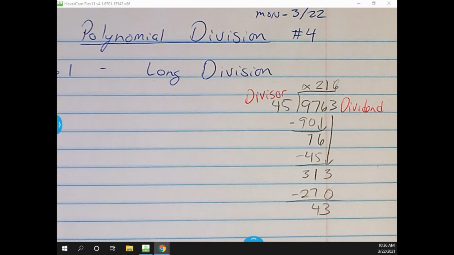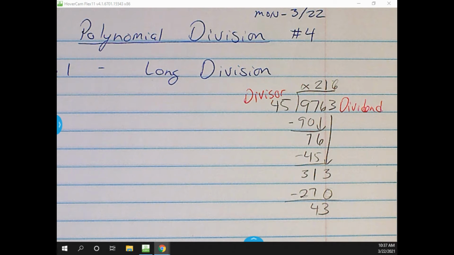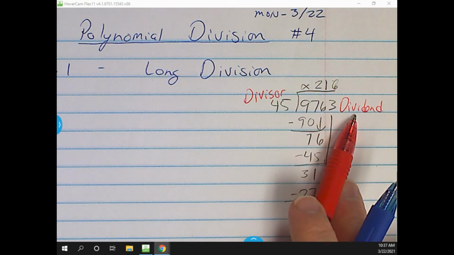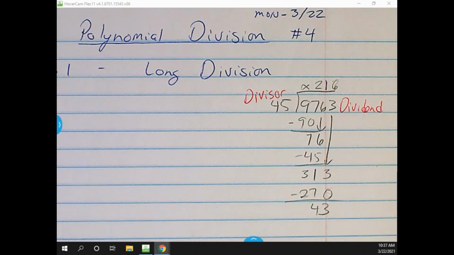If you don't remember that, you may just want to write that down: when you're dividing a problem, the divisor is what's on the outside, the dividend is what's on the inside, because that's a couple of things we'll talk about just to make some things a little bit easier.